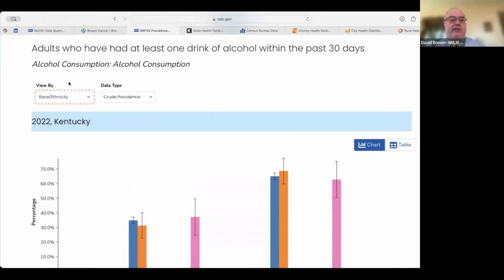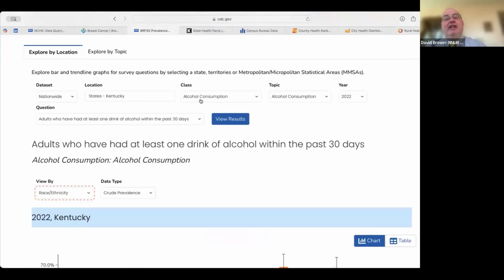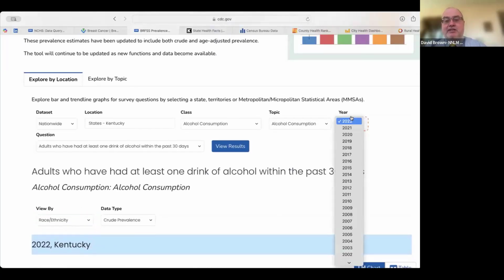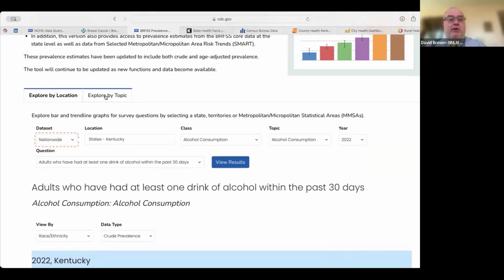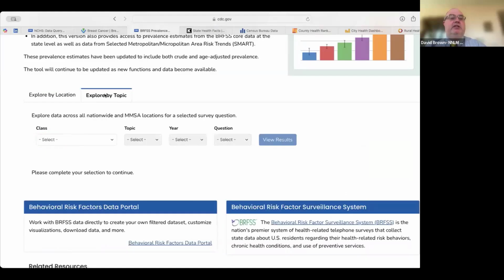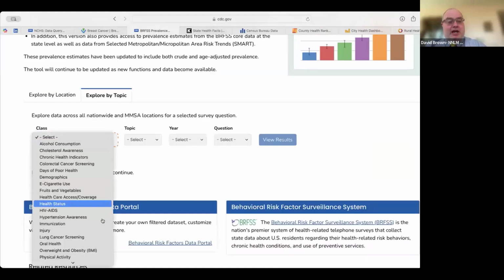So again, good way to look at it. And like I say, all of it is just good ways to look at it. It breaks it down by demographics. You can then change the years if you want. You can do a lot of different things. It's good as you know. And then, okay, so that was explore by location. You can also explore specifically by topic.